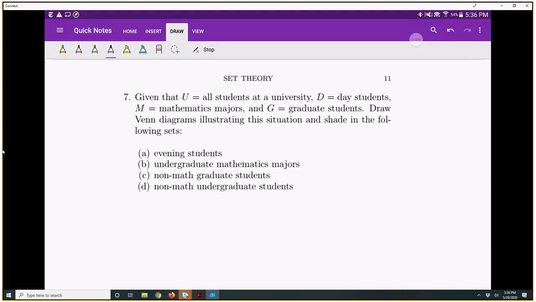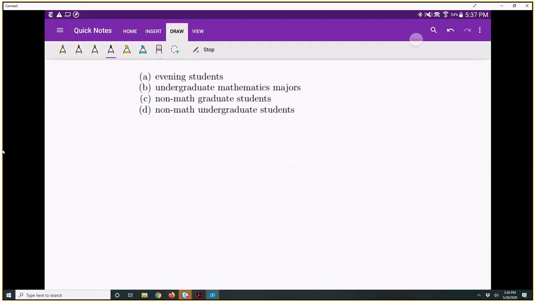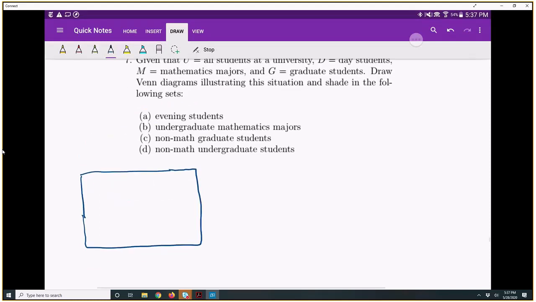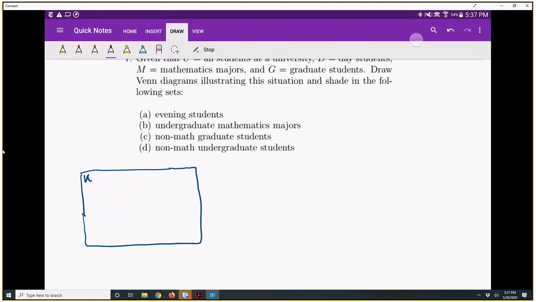So 7 and 8 are going to be related, and we're going to use a Venn diagram. We have a universe that's going to be all students in a university. D is going to represent day students, M, math majors, G, graduate students. And we're going to visualize these relationships using Venn diagrams. So because we have a universal set, that's going to be this rectangle. And then I'm going to have 3 sets in particular inside the rectangle, which are daytime students as opposed to evening students, math majors as opposed to non-math majors, and graduate students as opposed to non-graduate students. So evening students are any student in the universe that isn't a daytime student.